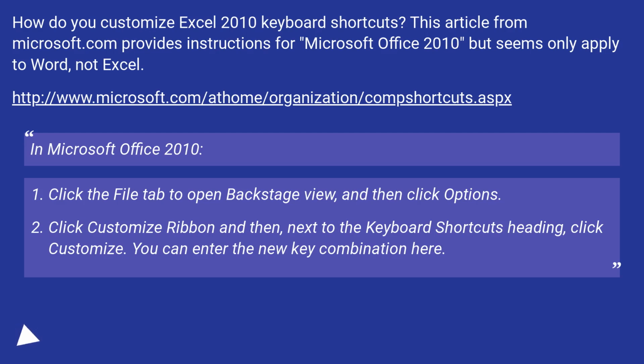In Microsoft Office 2010, click the File tab to open Backstage View, and then click Options. Click Customize Ribbon and then, next to the Keyboard Shortcuts heading, click Customize. You can enter the new key combination here.